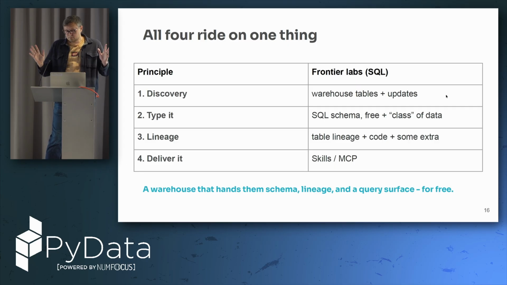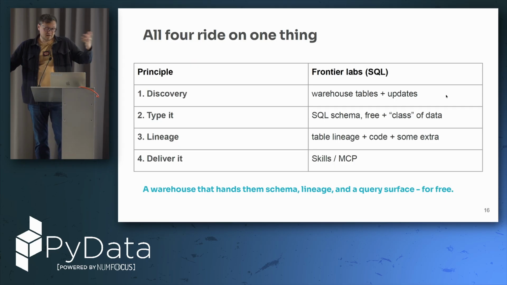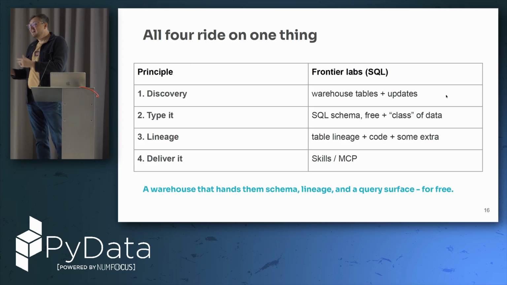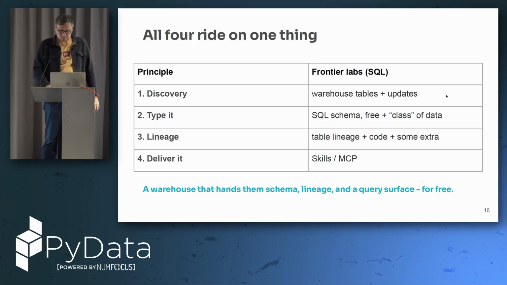So that's basically the set of problems. The warehouse gives you table schema, good. It needs to be updated. You need to classify data, the major tables from the other tables. Lineage, MCP, skill: the tool set for how to build this data context for structured data.